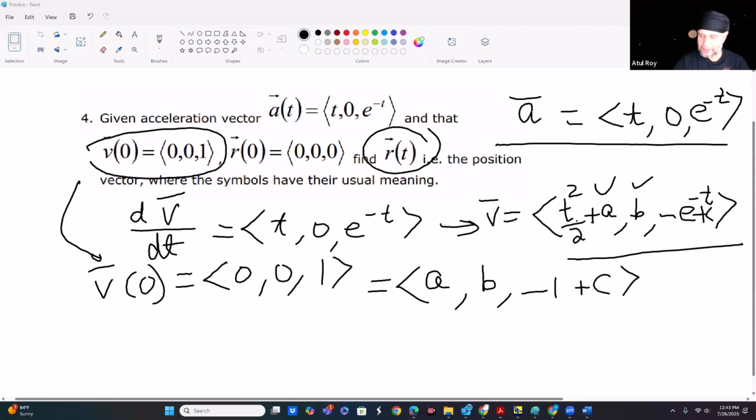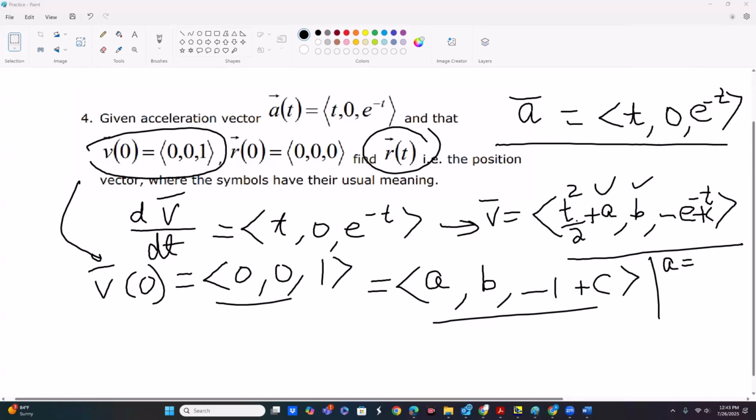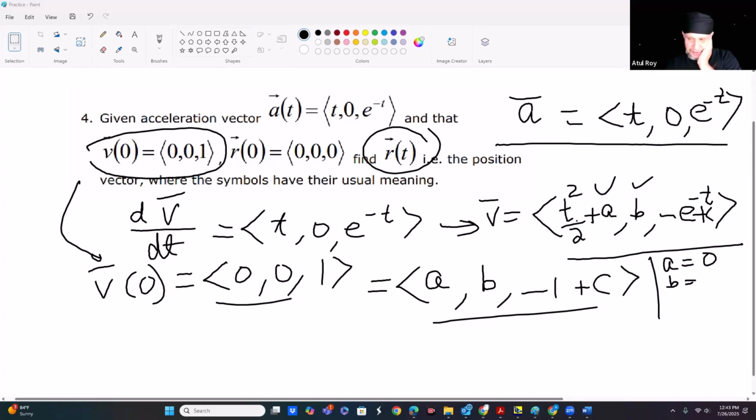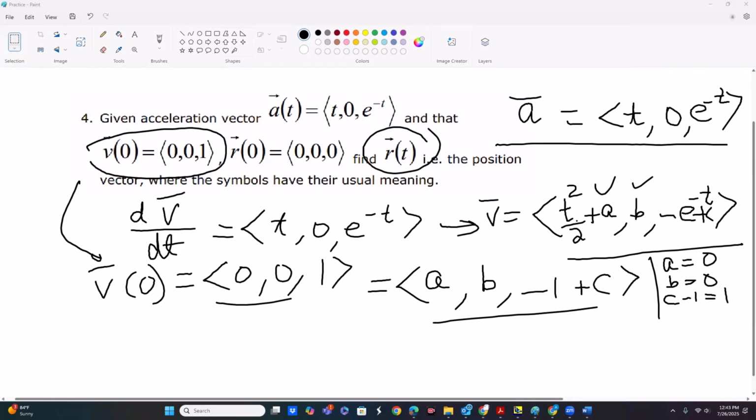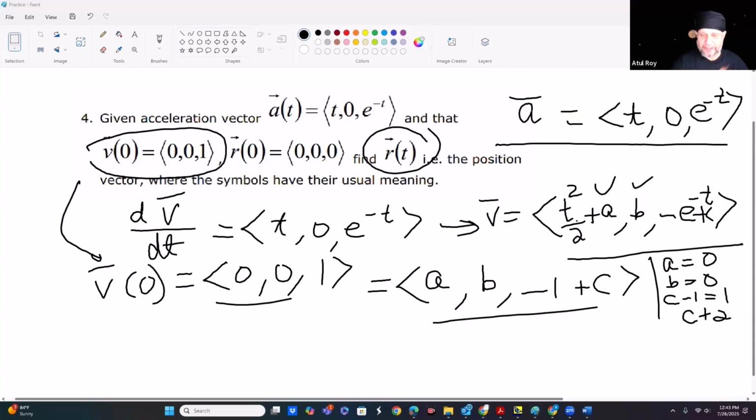A is how much? Just compare these two. A is 0, b is 0, and c minus 1 is 1, which means c is 2, right? So our V is going to be, we'll just substitute these values of a, b, and c.